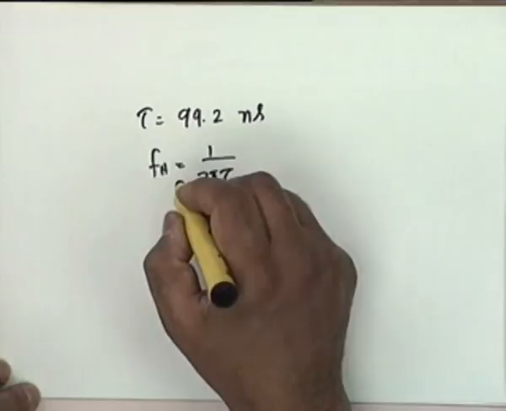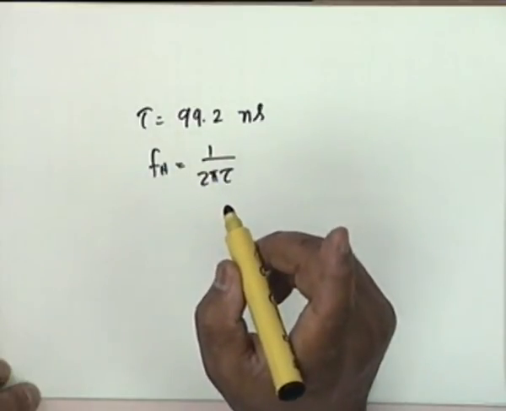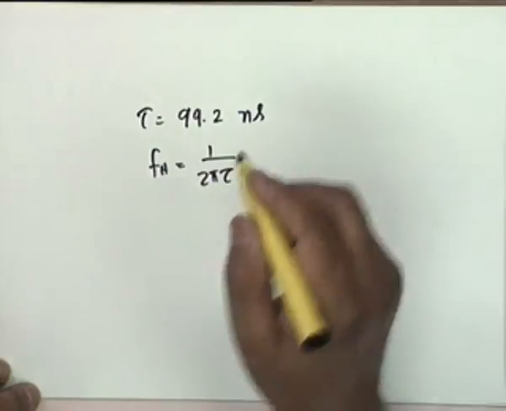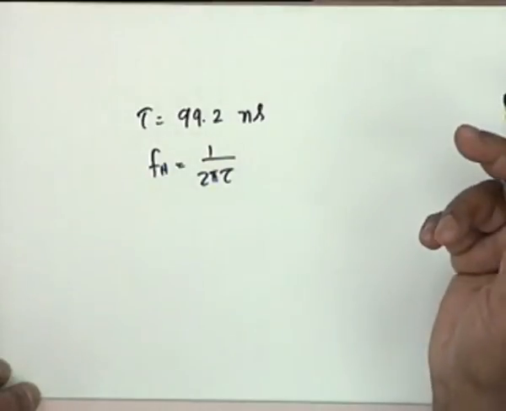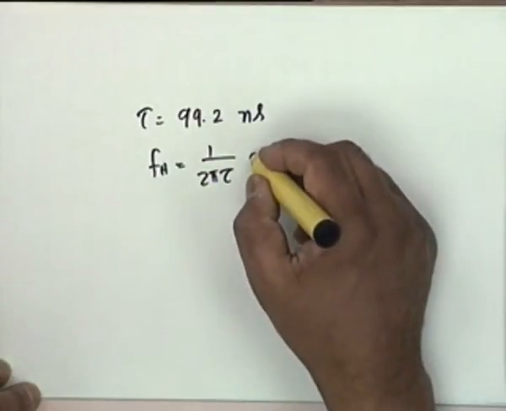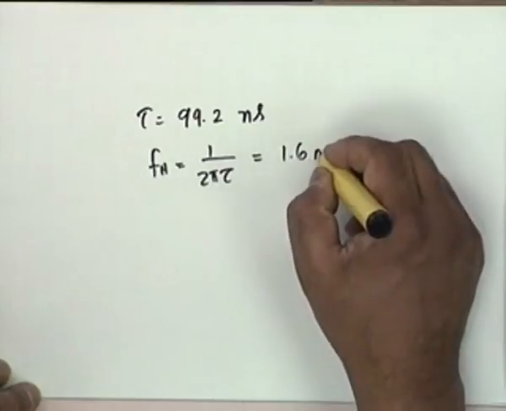Now we did not apply that squared formula. Okay, we could have done that also, but we found this to be more convenient. So we say this is equal to 1.6 megahertz.